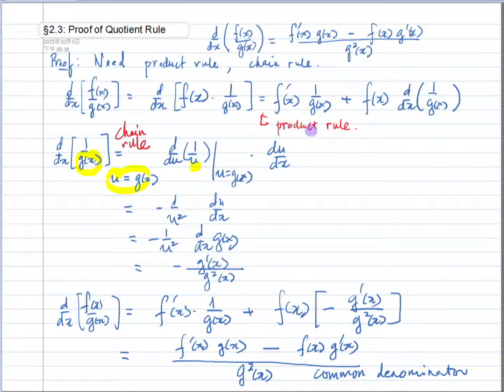So to prove the quotient rule, again, I have to use the product rule, then the chain rule.